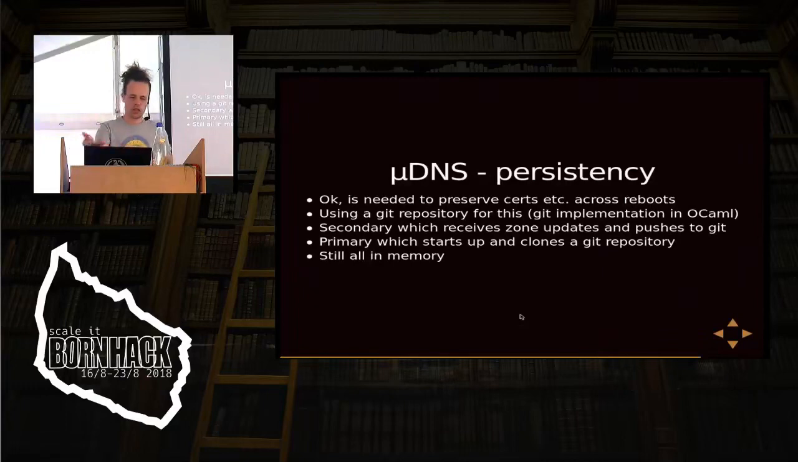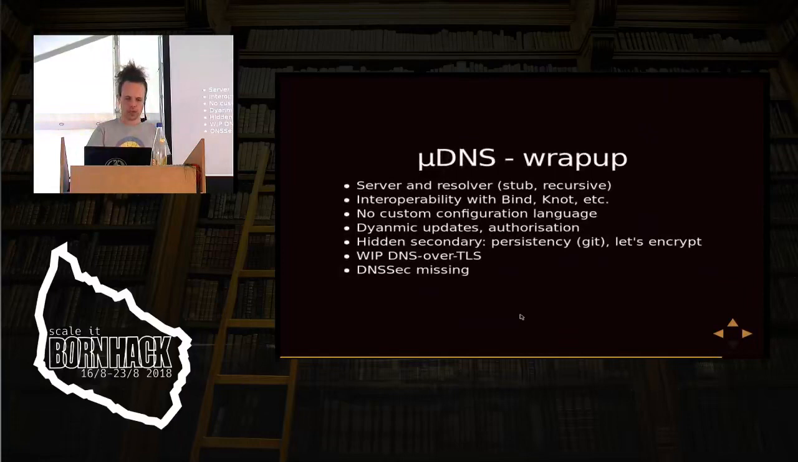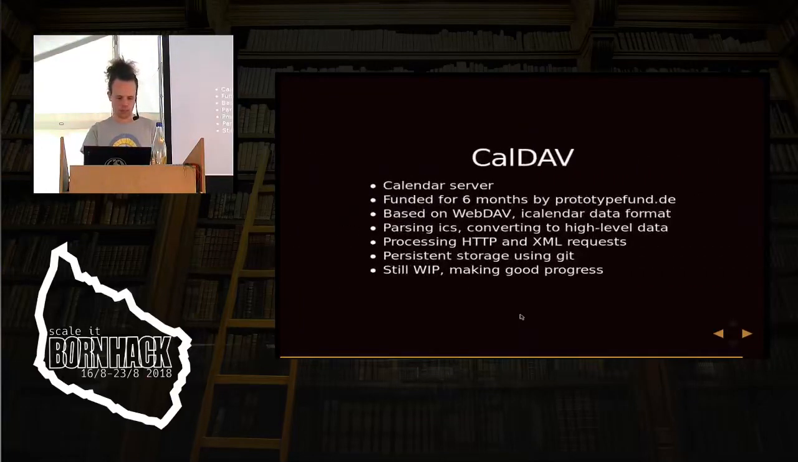So you can clone a Git repository and use the zone file inside of the Git repository as its zone file. To wrap up, I have a server and resolver. I interoperate with other servers. I don't have any custom configuration language because I thought the DNS protocol is expressive enough. I have this hidden secondary for persistency and Let's Encrypt.